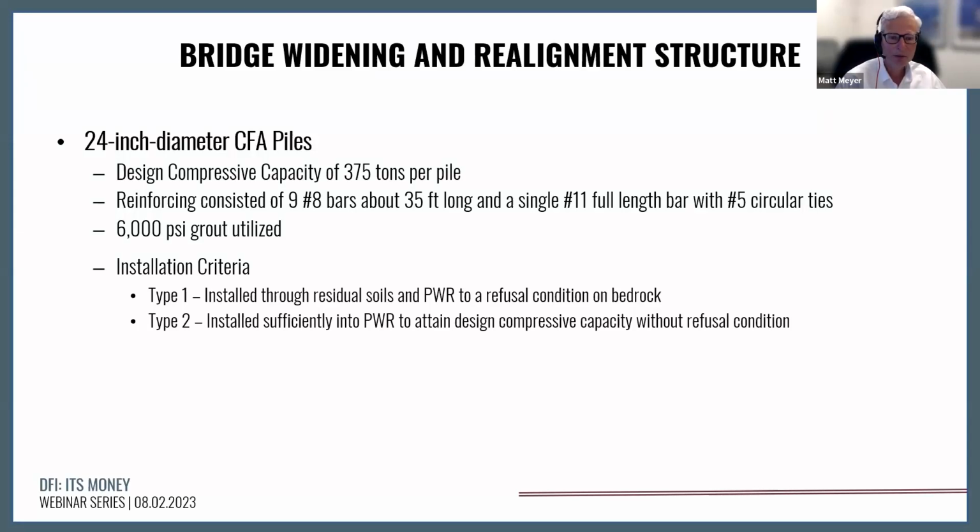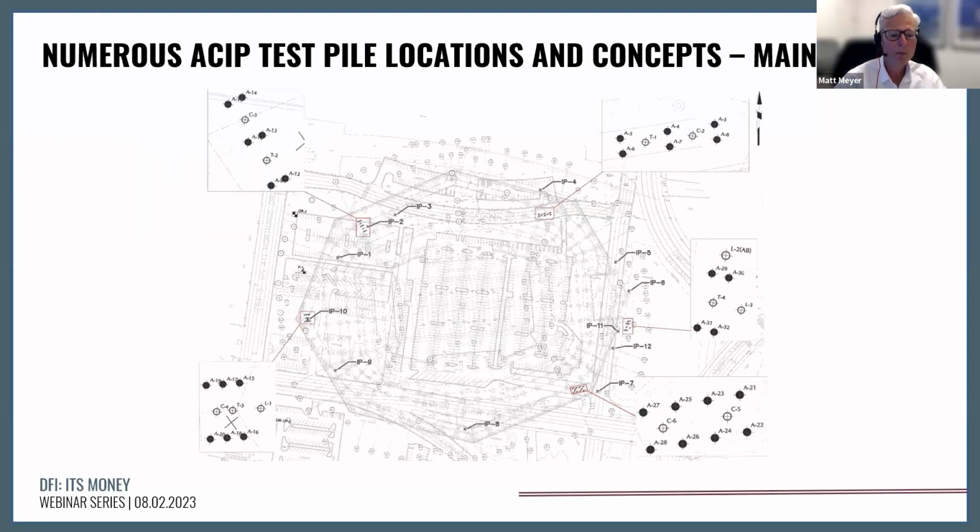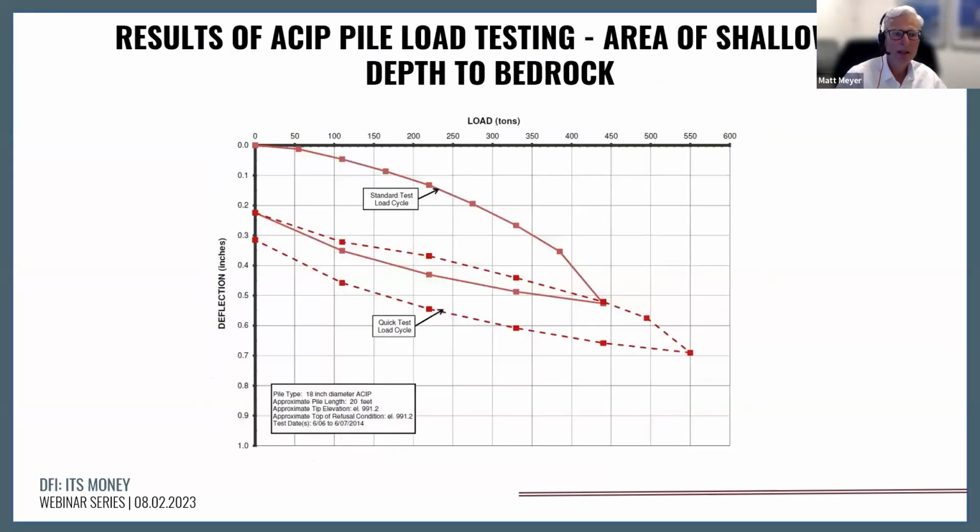The piles were reinforced, as you can see here, 6,000 PSI grout, again, a type 1 and a type 2 approach. So key to success of the type 1 and type 2 concept was implementation of numerous pile load tests throughout various stadium quadrants, the Plaza and the bridge. The next several slides are going to show the graphical representations of the pile load test results.